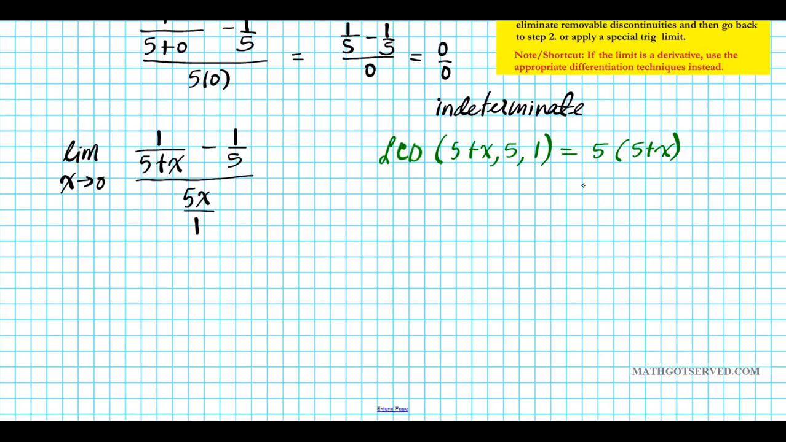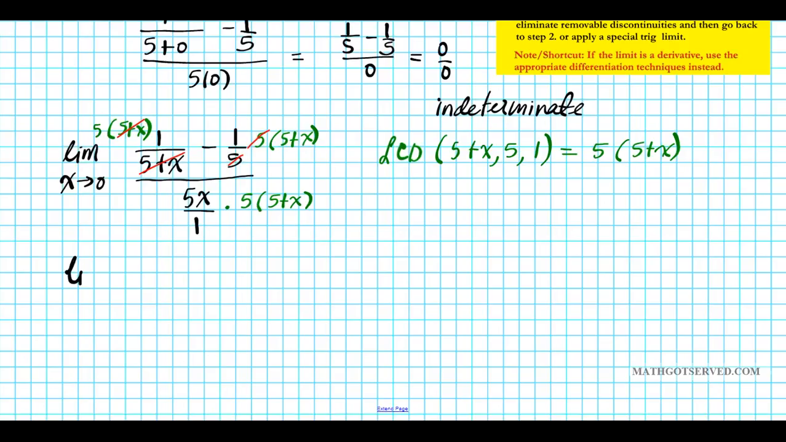So what do we do with that? We multiply every single term by the LCD. So this term we multiply by 5 times 5 plus x. The fraction in the denominator, 5 times 5 plus x. And then this term also you multiply by 5 times 5 plus x. Alright? Now look here, on this term, the 5 plus x's divide out. With the 5 over here, the 5's divide out. And then over here, you just multiply that, okay?